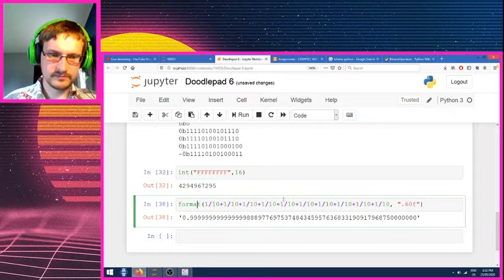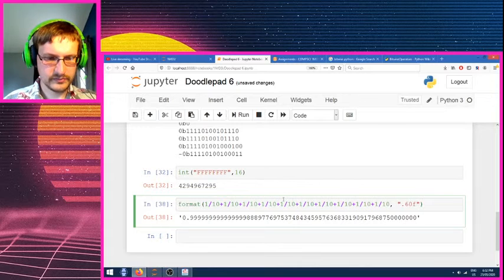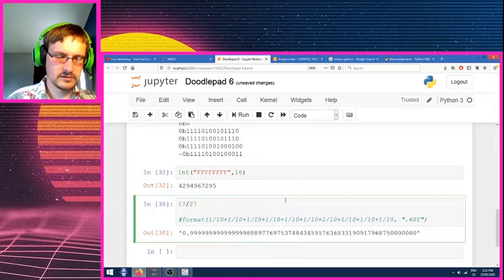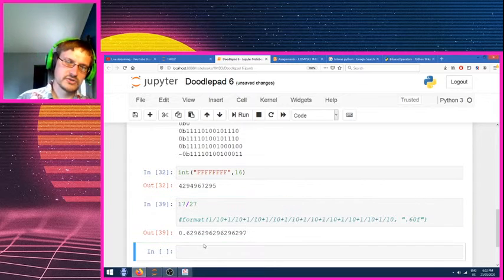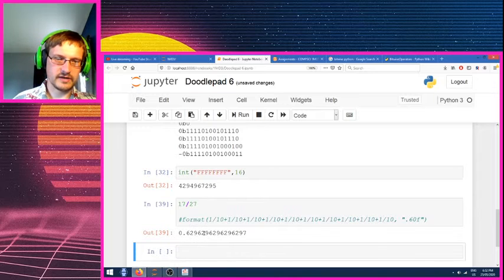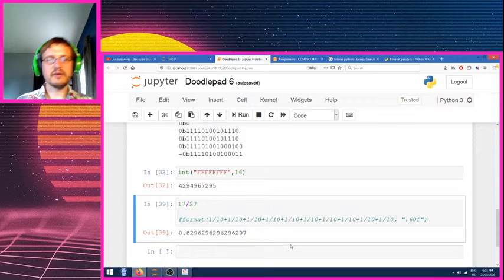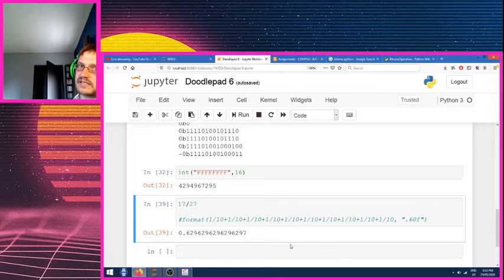So, for example, if we have some weird fraction involving prime numbers, right? So it's 1, 2, 3, 4, 5, 6, 7, 8, 9, 10, 11, 12, 13, 14, 15, 16. And you can see that this is clearly a repeating, non-finite decimal. It would take an infinite number of decimal places to precisely represent 17 out of 27.